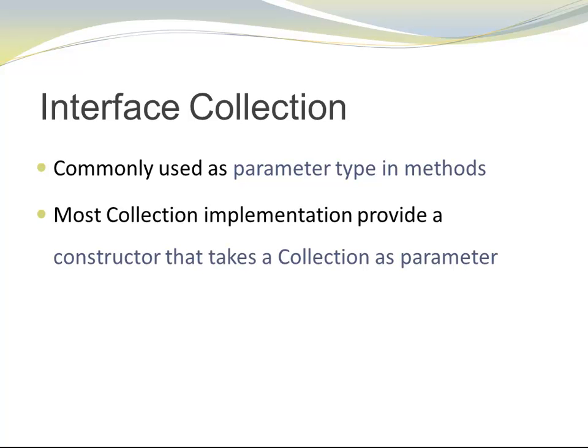Most collection implementations provide a constructor that has a parameter of type collection. The advantage is the following: you can create a new instance of a collection based on the elements of an existing collection. For example, I could create a new linked list and fill it with the elements of an array list. I could create a new array list, fill it with the elements of a set, etc.